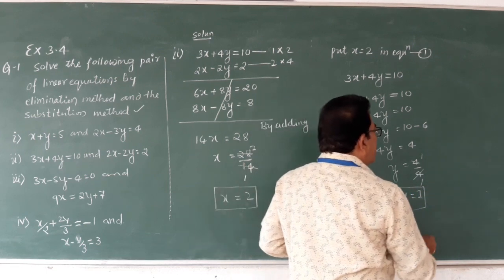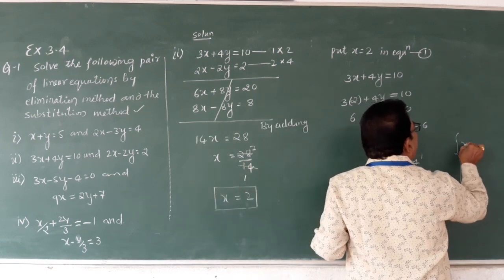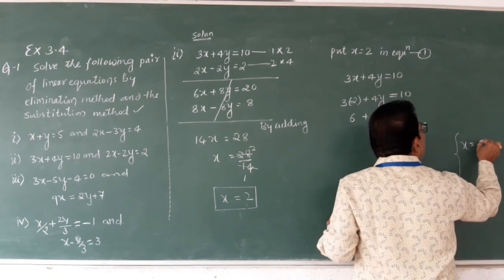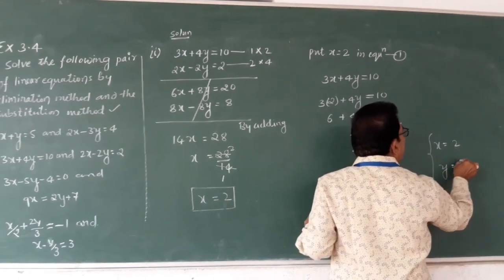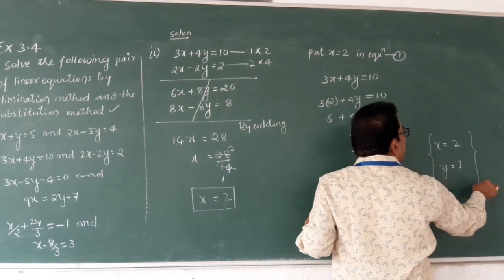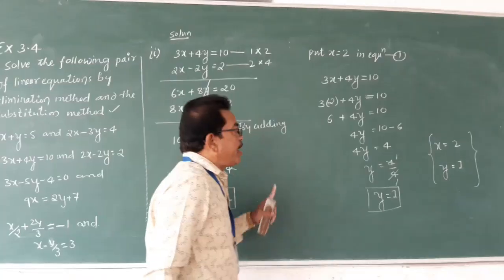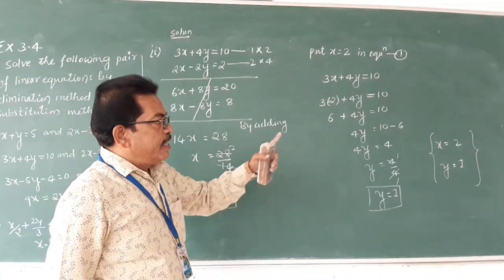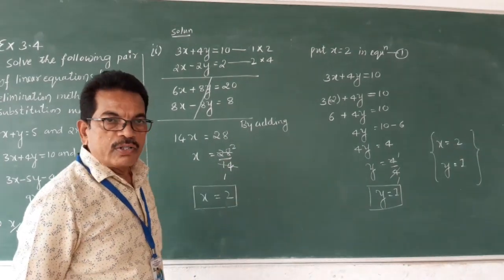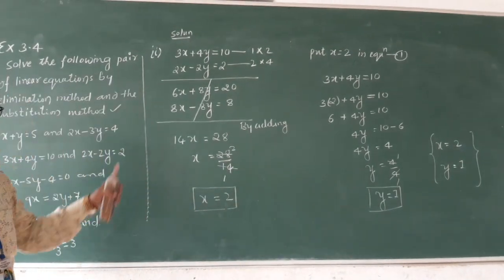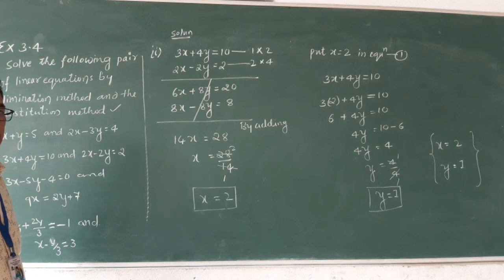Therefore the solution set for this pair of linear equations is x equals to 2, y equals to 1. Then observe the method of solution.